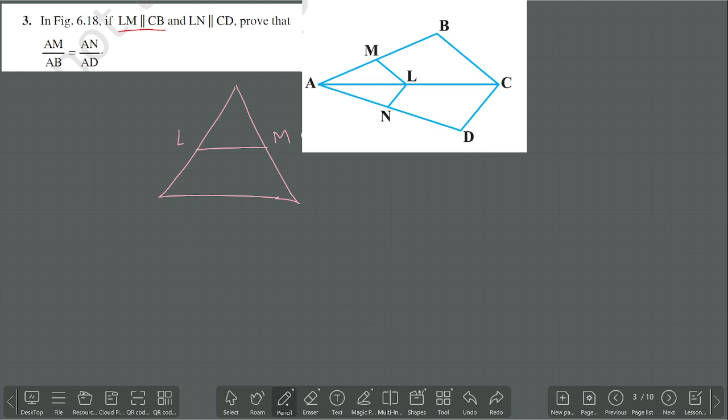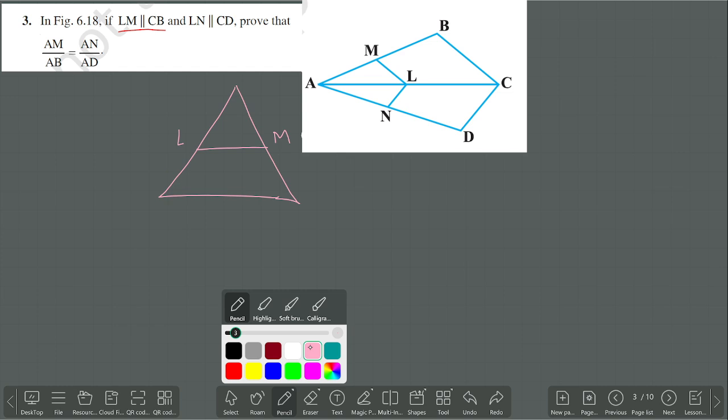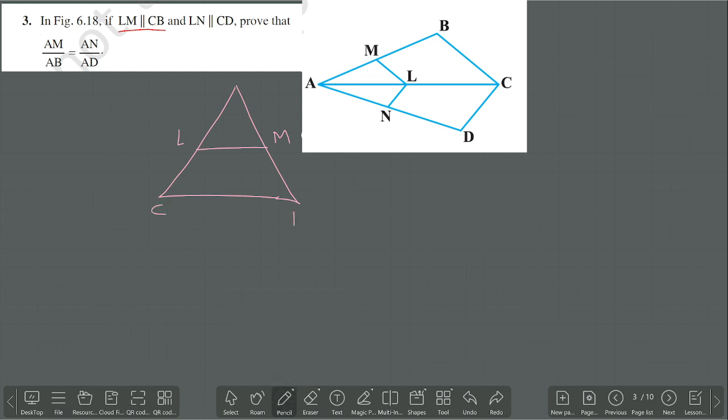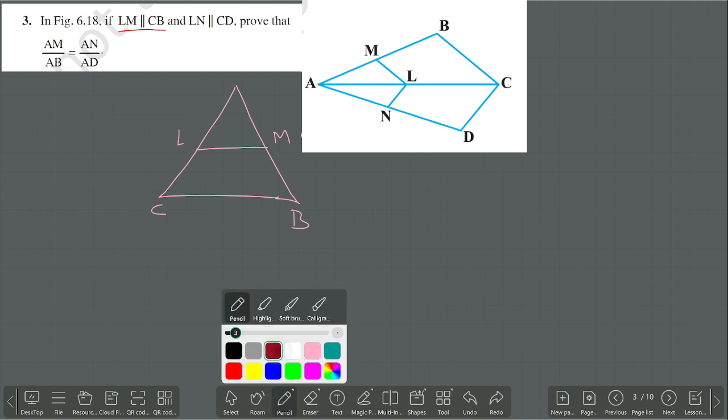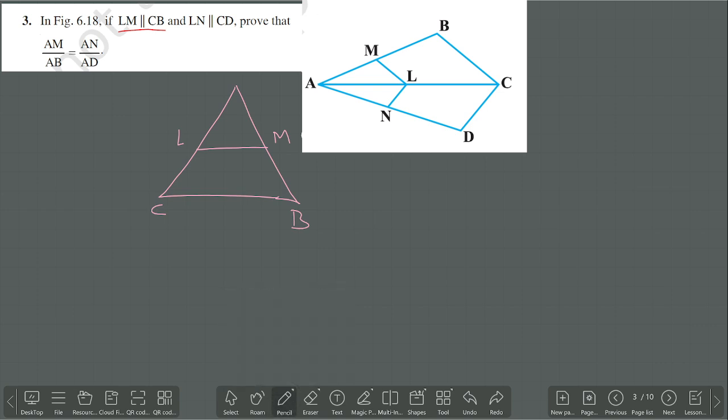So LM parallel to what? CB. Now we have to identify the top name from the main diagram. Come here once again for the main diagram. LM parallel to CB. Then what will be the top point here? A. This triangle they are telling, this triangle I am going to take. So what is the top point? A. I want to give A right here.